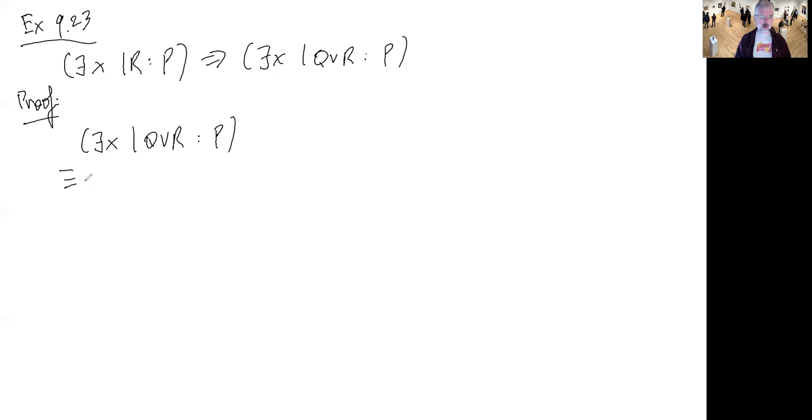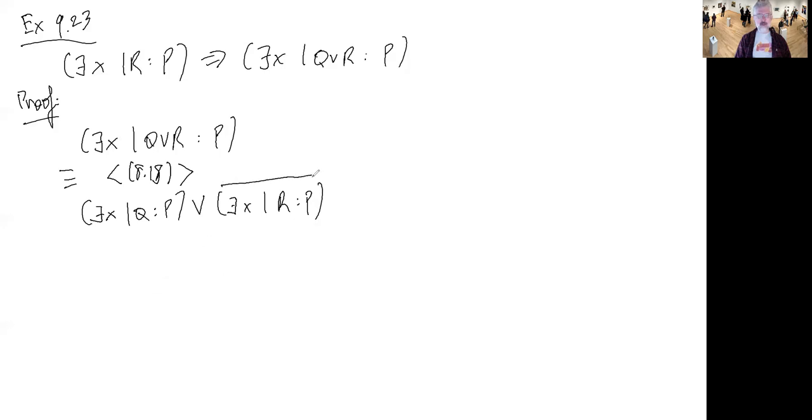So here, we would use 8.18. And we would get exists x Q P. And now star here is going to be or, because exists is or. And then exists x R P. And now this is nice because this matches this exactly. So it's like, woohoo, we have the thing we want.